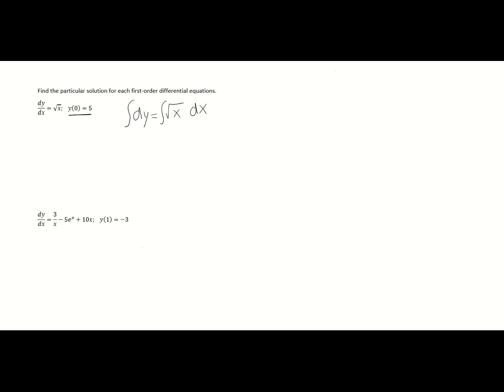The integration of 1 times dy in terms of y is y. Here I'm going to rewrite it first as x to the 1/2 dx. Then I'm going to take the antiderivative. So I'm going to add 1, which will be 3/2, and then I'll divide by the new power, plus c. Remember that when you do integration, the integral and the dx go away together. Once you take the integral, they both go away. Now dividing by 3/2 is the same thing as multiplying by 2/3, plus c.